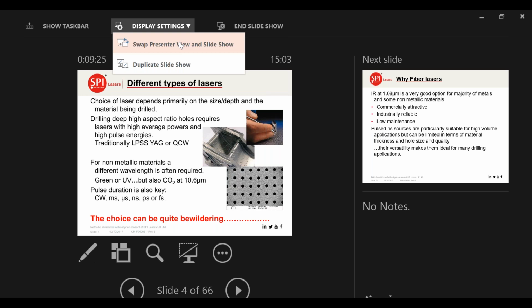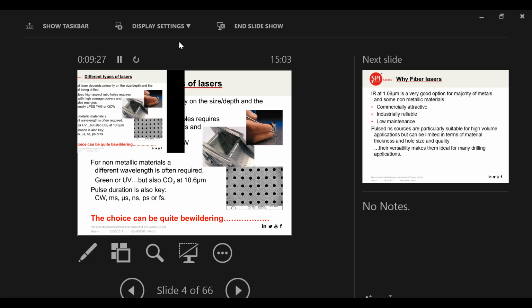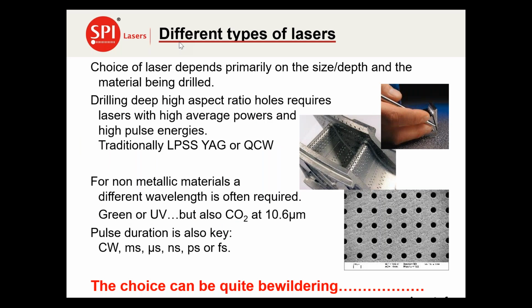For non-metallic materials, sometimes you need to use different wavelengths. And so it's important to look at what's available. It's not all about IR or 1 micron. There are green lasers, UV lasers, and also far infrared, the CO2 lasers at 10.6 microns, for example.